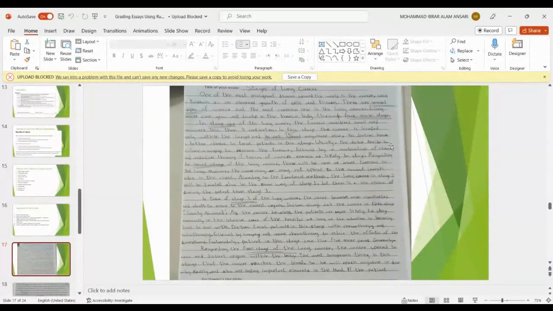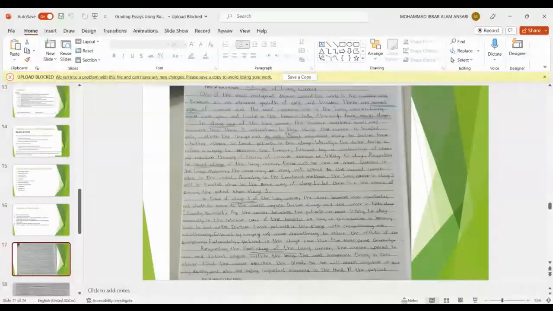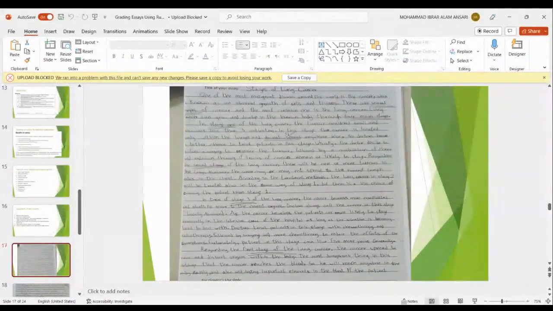Now, I managed to get one essay of our student here at the ELI. I hope you can read it. Are you able to read, or is it difficult? Hope you can read it.